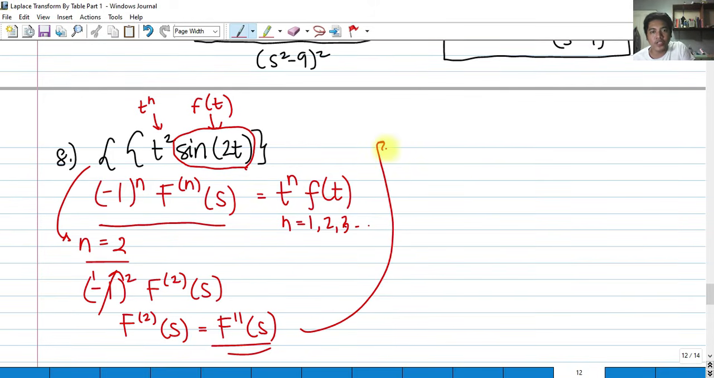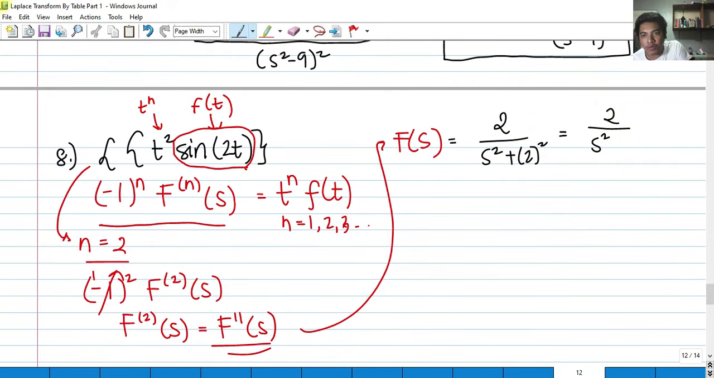So again, let's first get the transform of our f of t. Our f of t is sine 2t. Then the Laplace transform of that by table, since that is a sine, must be 2 over s squared plus 2 squared, and that is 2 over s squared plus 4. Okay? So that is not the final answer. That is our F of s. We need to find F prime of s, so we need to differentiate this.